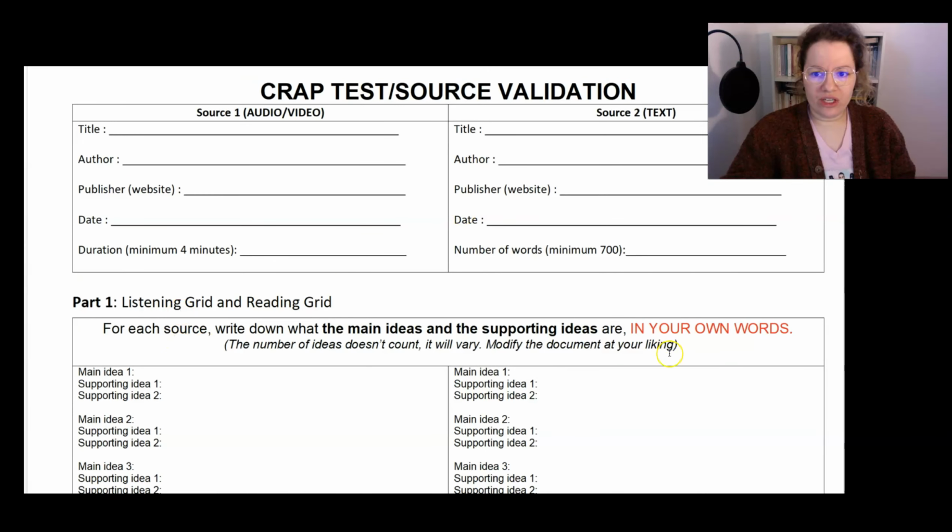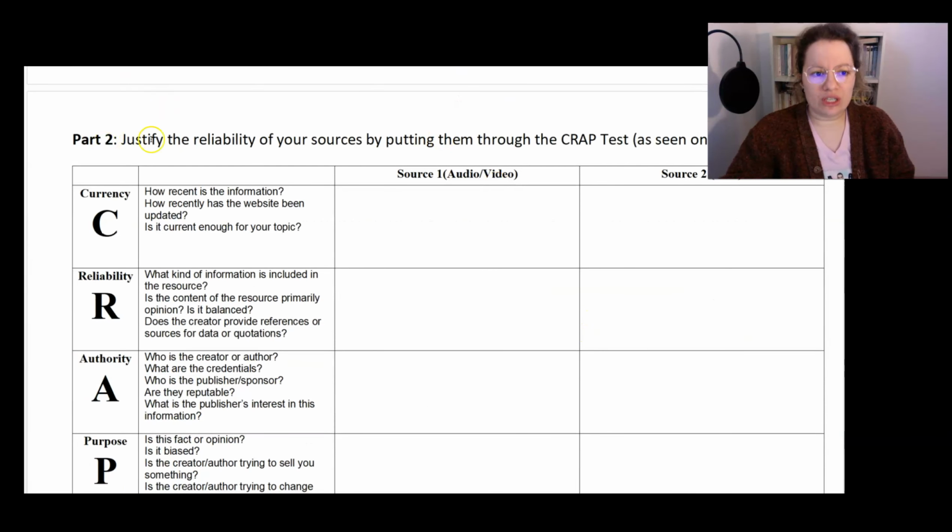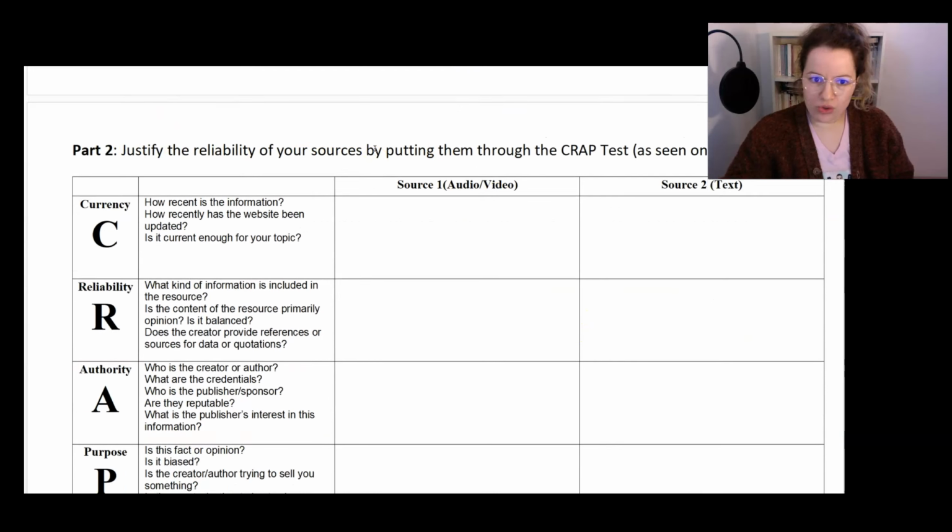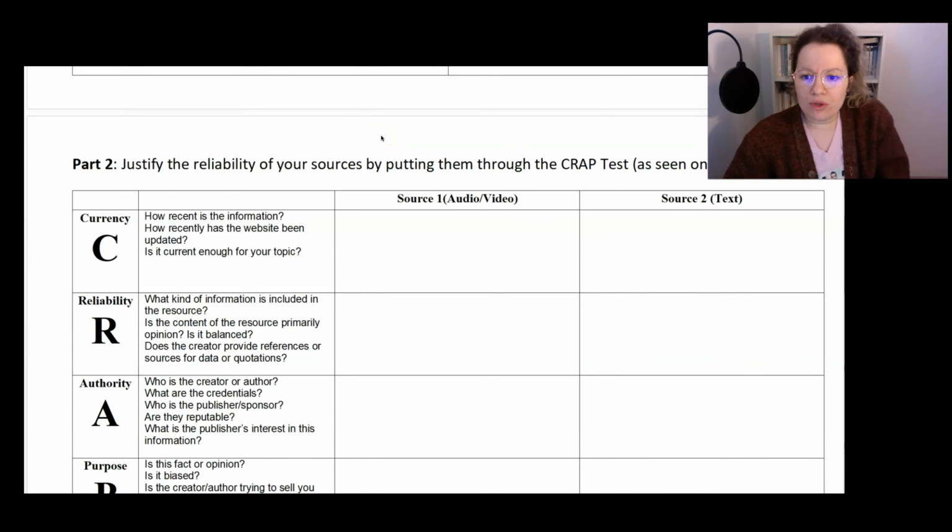So you do this for each of the sources, and then you justify the reliability of your sources by putting them through the crap test as we saw on week 2. So for instance, how recent is the info? How recently has it been updated? Has it been updated? Is it current enough?